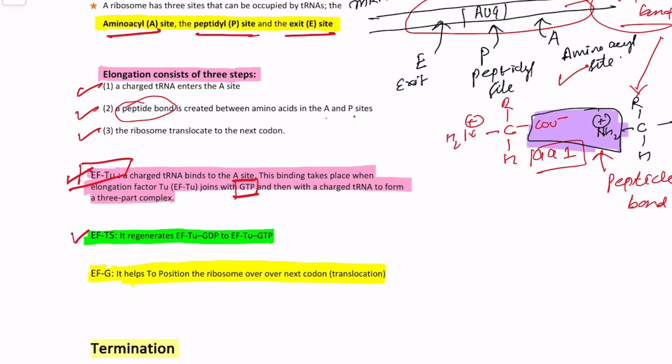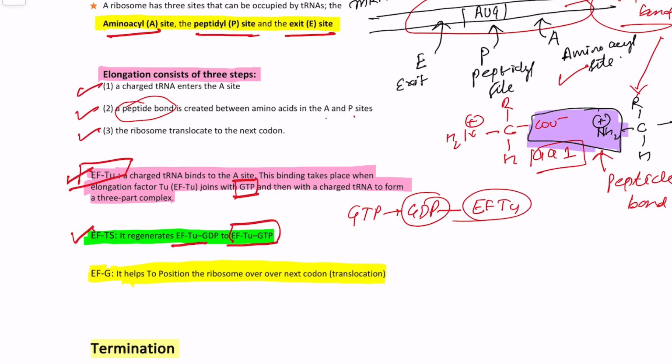Then the elongation factor TS regenerates EF-TU GTP from EF-TU GDP, because when energy is consumed, GTP converts into GDP, and this forms a complex with elongation factor TU, right? Then again, the second elongation factor, which is elongation factor TS, converts it again into EF-TU and GTP. This is again the active form, right? It can again take part in the process of elongation, right?